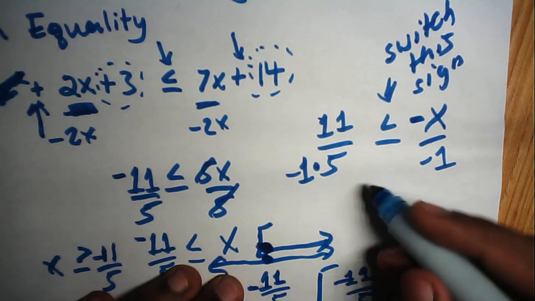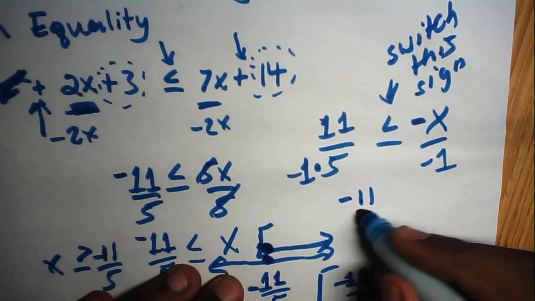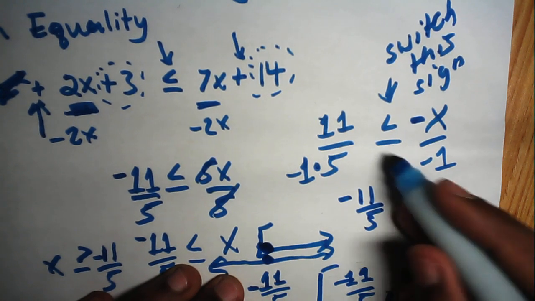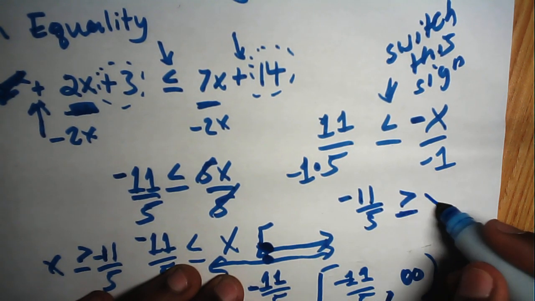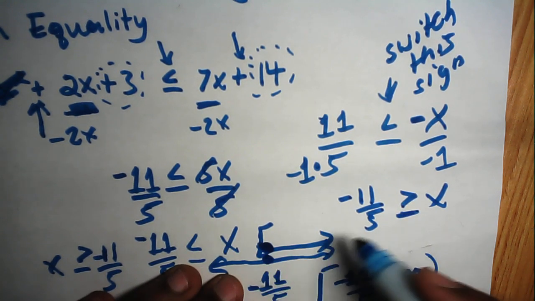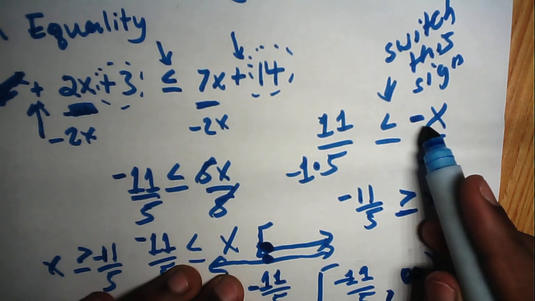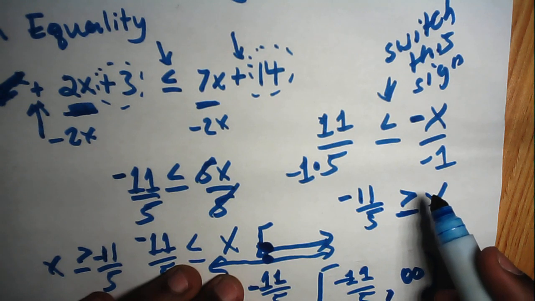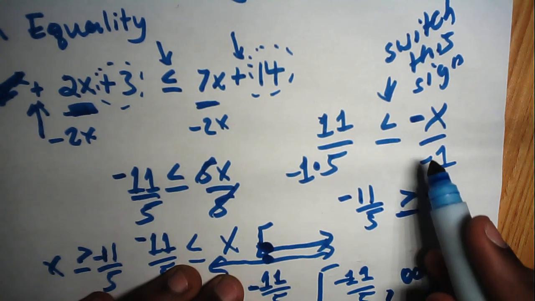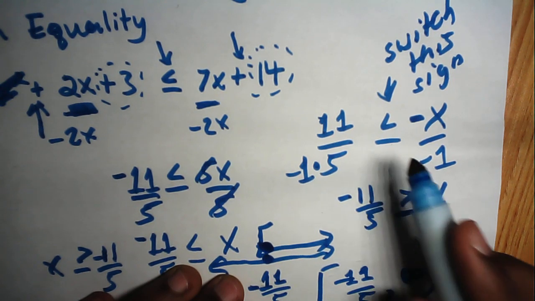If I did that, the answer would look like this: -11 over 5, and this sign switches around and that would turn into x. So hypothetically speaking, that's not the same as that one, but this will show you what will happen if you end up having to divide by a negative number. If you divide by a negative number to get that out of there, then you have to switch the inequality sign.